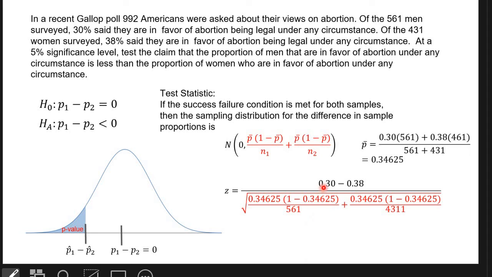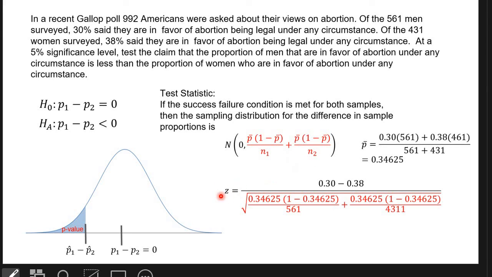So I get these numbers. P hat 1 is the 30% of men. P hat 2 is the 38% of women. P bar is calculated as 30% of the 561 men plus 38% of the 561 women, which is x1 and x2 respectively, divided by n1, which is the sample size for men, plus n2, which is the sample size for women. When you do this, basically x1 plus x2 over n1 plus n2, you get this number, 0.34625, which is why I'm using that as the pooled proportion within this standard error formula.